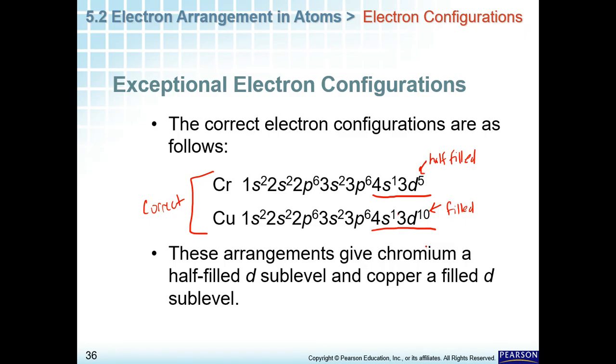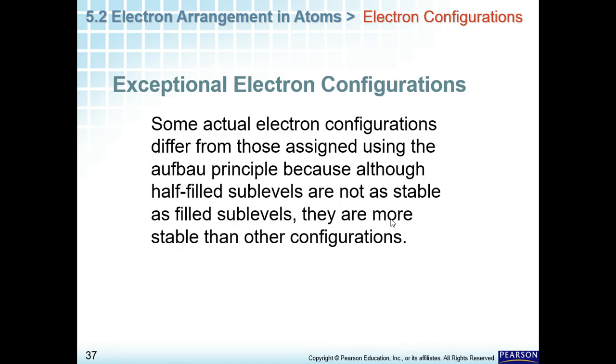One thing I will tell you is it all comes down to stability. It is more stable to have this d orbital half filled than it is to have the s completely filled. Same thing for copper. It is more stable to have the d completely filled instead of having the s completely filled. So when I ask you why some electron configurations actually differ from those we assign them based on the Aufbau principle, it's because while half-filled sublevels are not as stable as filled ones, these configurations tend to be more stable than other ones.